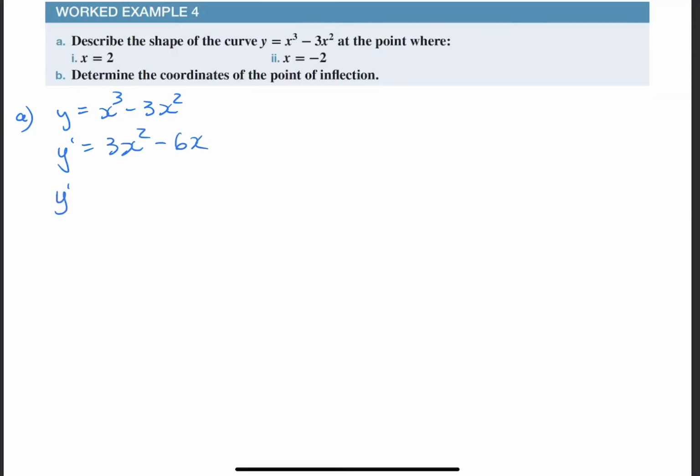My second derivative equals 3, that's not true. 3 times 2 is 6x minus 6. Now what I want to do is find out what is the second derivative at x equals 2. That gives us 6 times 2 minus 6. 12 minus 6 is negative 6.